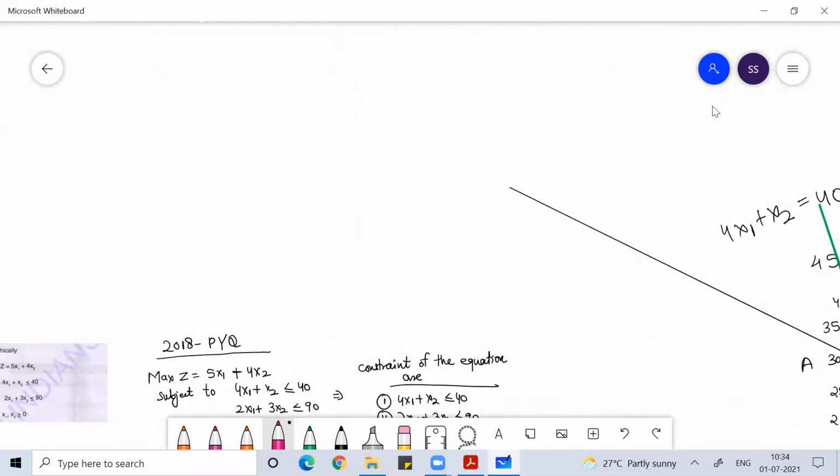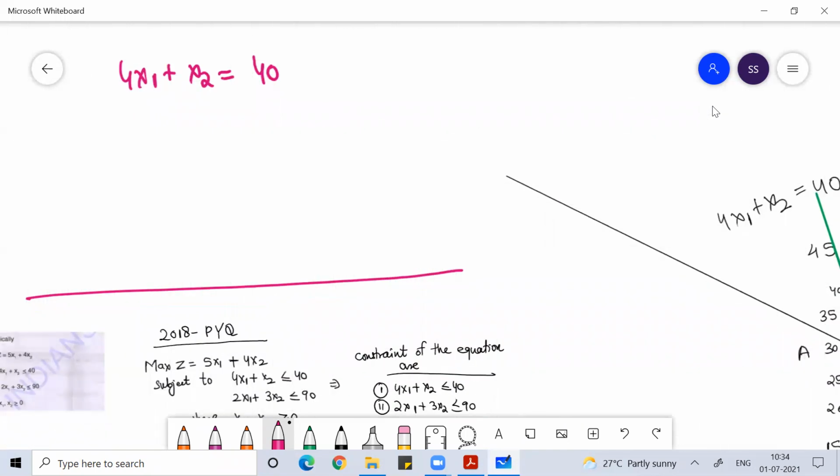So how will I find the coordinates of B? Simply, I need to solve the two linear equations. First one is 4x1 plus x2 is equal to 40. Then the next one is 2x1 plus 3x2 is equal to 90. You know how to solve it, right? If I want to cancel x2, multiply the first equation by 3.